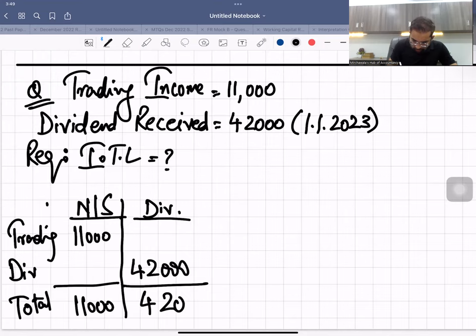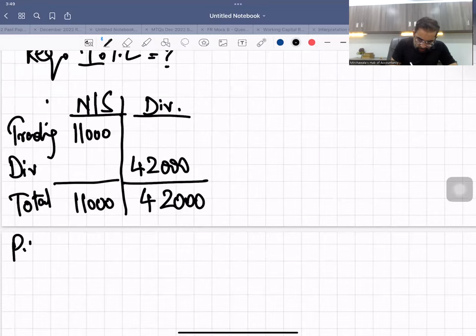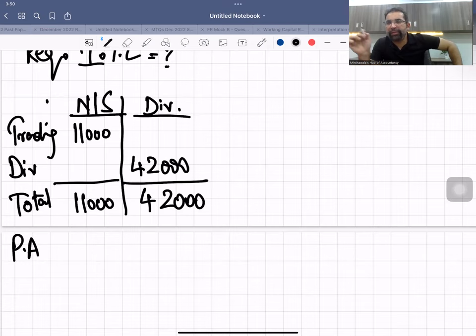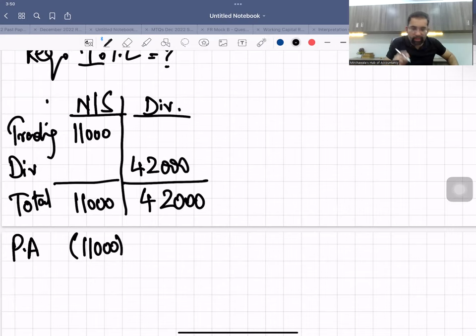Now let's deduct personal allowance. We all know that personal allowance is 12570, but now tell me, what is the priority of using the personal allowance? Always use for non-saving first. So 11,000 you will use here, but you tell me how much is the personal allowance? It's 12570. So out of that 12570, you have used 11,000 here and remaining 1570.